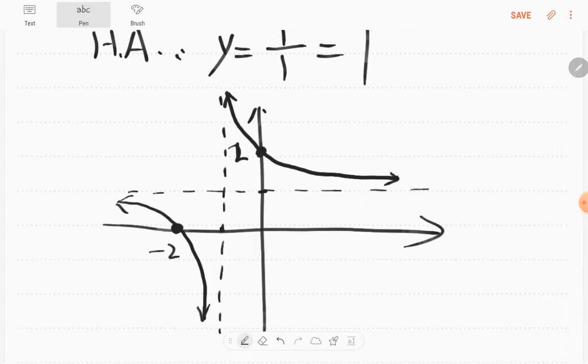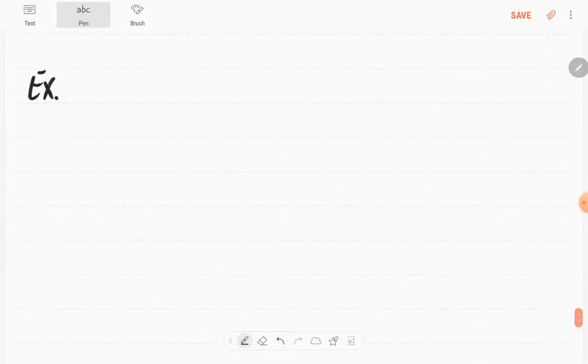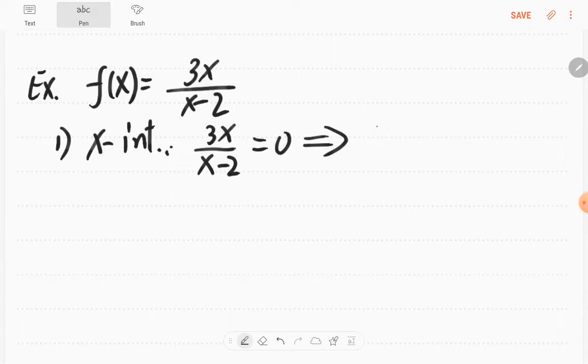Okay, so now let's look at the next one. The next one is f of x equals 3x over x minus 2. Again, the first thing, x-intercept: y equals 0, so f of x equals 0. So that means 3x over x minus 2 equals 0. So the top equals 0, so 3x equals 0. The denominator cannot be 0, so x equals 0, right? So (0, 0) is the x-intercept.